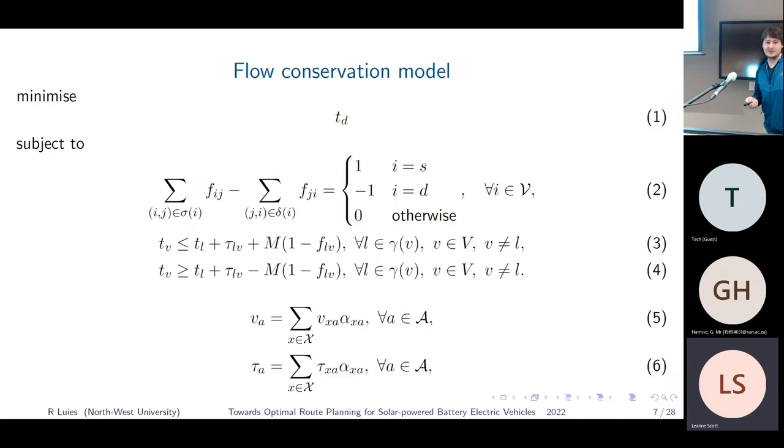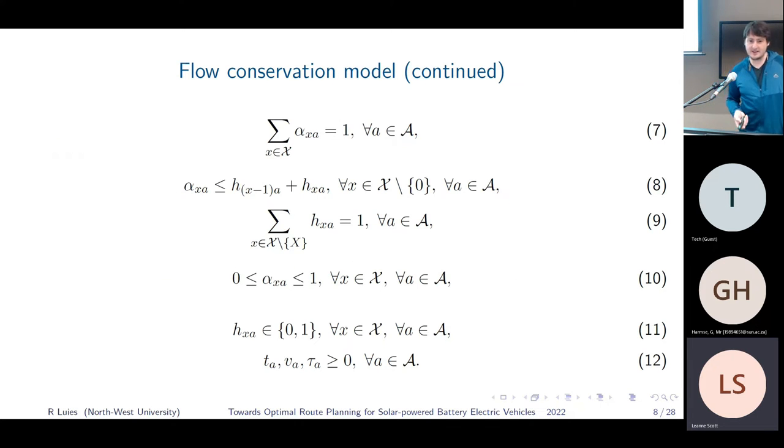Yeah, I really don't think I need to go into too much detail here. Most of you have seen this. So yeah, and also the time constraints. It's just when you're flowing through a certain node, you activate the time constraints or you disable them with a big M.